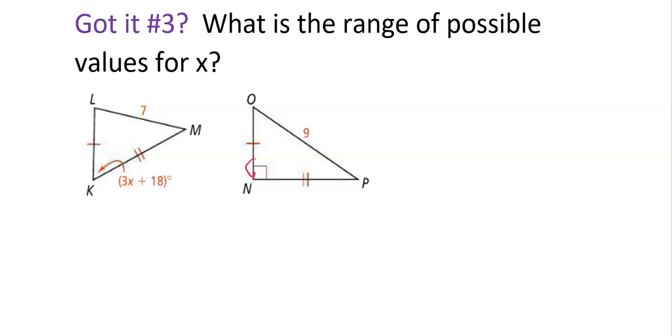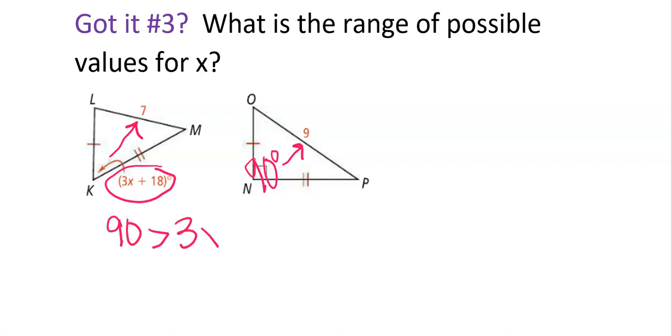This angle right here is 90 degrees. It goes to the 9. This angle right here is 3x plus 18. It goes to the 7. So I'm going to look for the bigger one. 9 is bigger. So which of the angles is bigger, the 3x plus 18 or the 90? 90, because it's opposite the 9. So I'm going to say 90 is bigger than 3x plus 18, and we're going to solve that one.